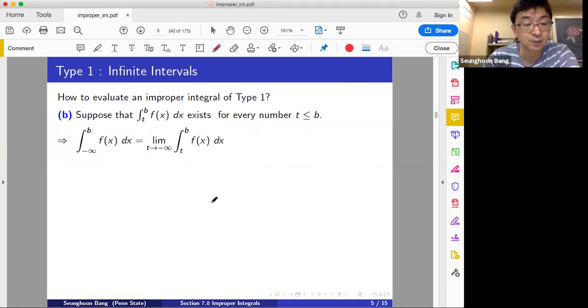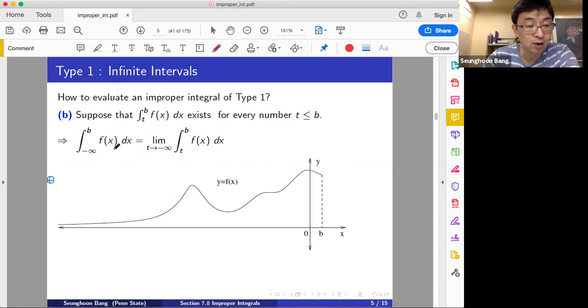So like this, look at the graph. Similarly, the integral from minus infinity to b is the whole area under the curve from negative infinity to b. How can you calculate it? Find the definite integral first from t to b. Find this area first. Next, you can take the limit as the t value approaches negative infinity. What does it mean? So t moves more.